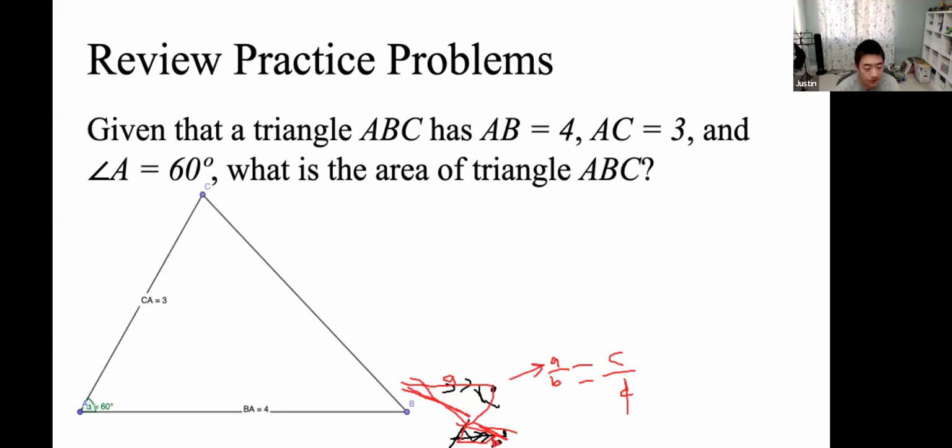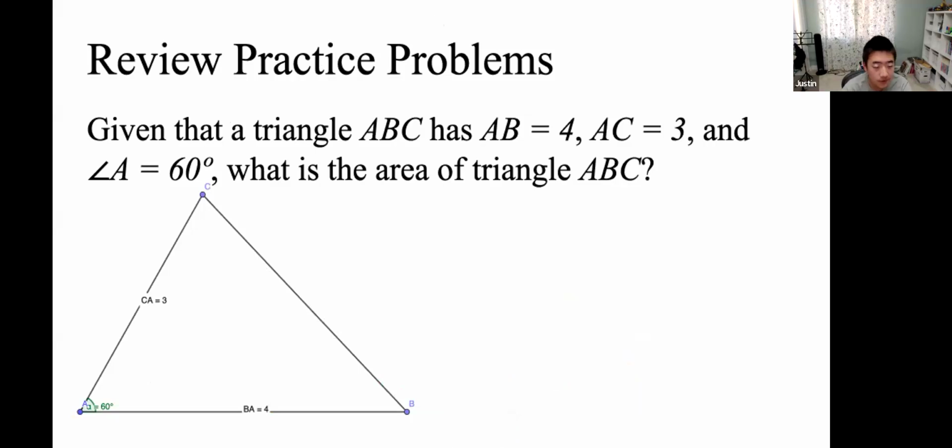Now that we've reviewed some of the formulas from the last class, we can work on some problems. For this first one, we have a triangle ABC with AB equals 4, AC equals 3, and angle A measuring 60 degrees. Try to use the formulas from the first two slides to find the area, and you can send your answer in the chat.